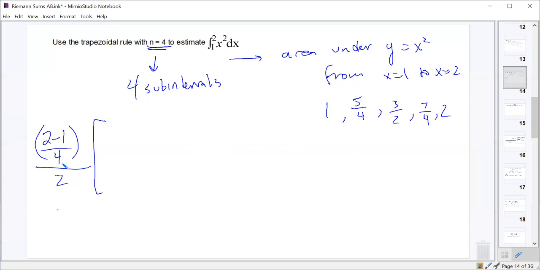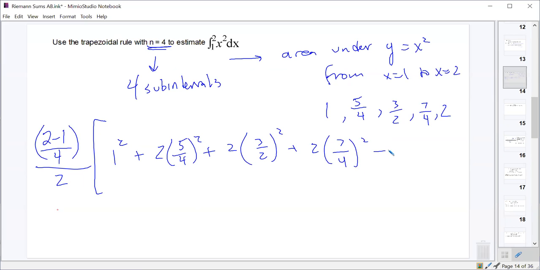Good. Okay. And then what should our y sub 0 or y not be? Should be this x value squared, because our function is x squared. If it was x cubed, it would be that x value cubed. If it was x plus 1, it'd be that x value plus 1, right? So this should be 1 squared. And then the next one, which is y sub 1, we should have 2 of those, right? So 2 times 5/4 squared. And we should have 2 of the next one, 2 times 3/2 squared. We should have 2 of the next one, 2 times 7/4 squared. And then the last one, we should just have 1 of, 1, 2 squared. Good or no?